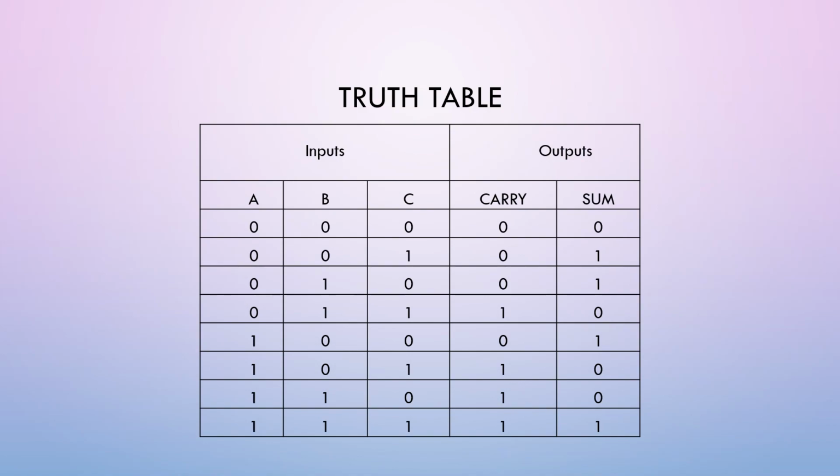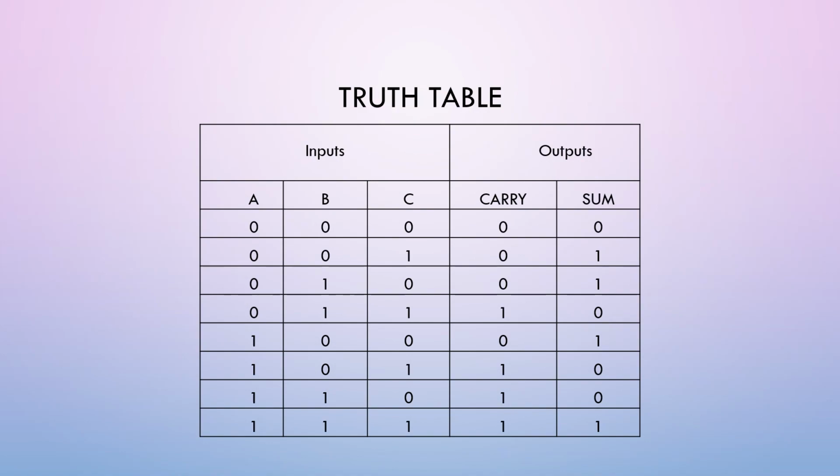When A, B and C are 0, the carry will be 0, the sum will be 0. When A, B are 0 and C is 1, the carry will be 0 and sum will be 1. When B is 1 and A, C are 0, the carry will be 0, the sum will be 1. When B and C are 1, the carry will be 1, the sum will be 0. When A is 1, B, C are 0, the carry will be 0 and sum will be 1.